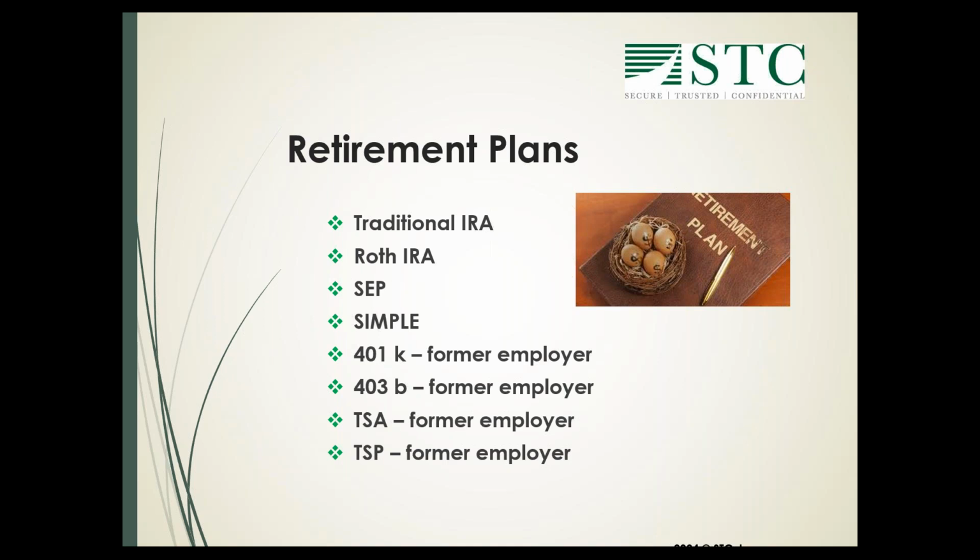Now I brought out on your screen 4 different types of plans that all say former employer. So a 401k, that's a for-profit corporate type of plan. 403b, often used by nonprofit organizations or charitable institutions. TSA is a tax-sheltered annuity. TSP is a thrift savings plan.